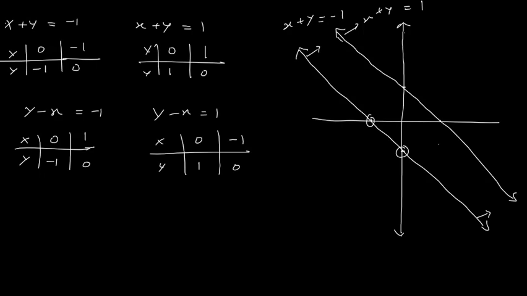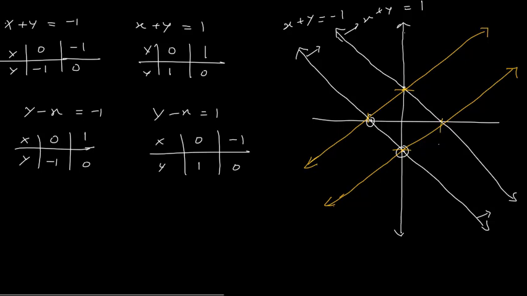Now second is y - x = -1: the point (0, -1) and the point (1, 0), so the second line will be something like this. Similarly (0, 1) and (-1, 0), so this line. Okay, so for y - x greater than -1, again on this side towards the origin, and less than 1 towards the origin. So these are the 4 lines.